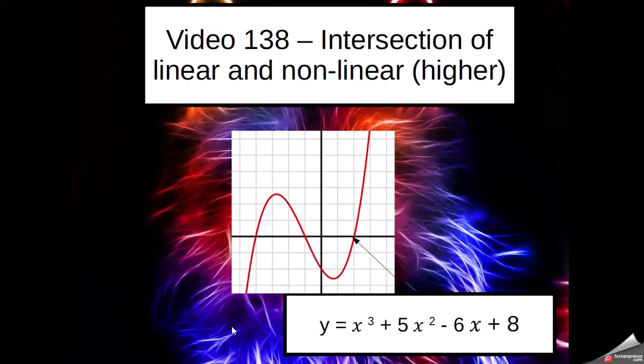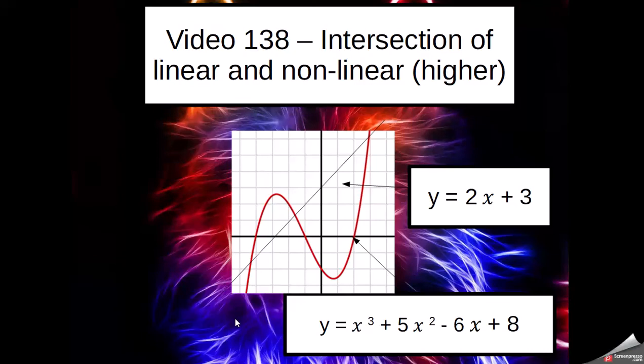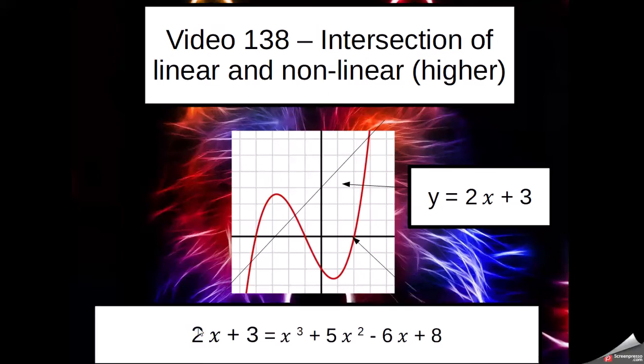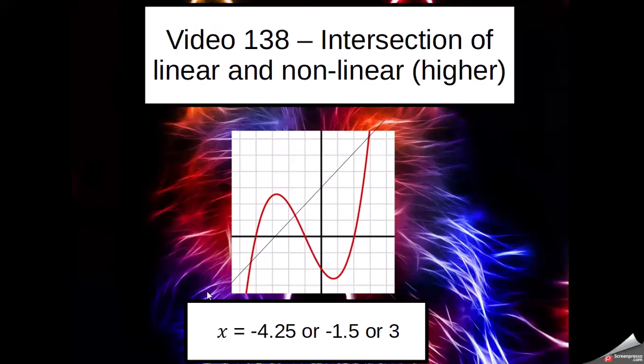And it doesn't have to be a parabolic curve, it can be any shaped curve. For instance, this curve here I've done is x cubed plus 5x squared minus 6x plus 4 plus 8. I put my linear line through it, in this case y equals 2x plus 3, and we know that at those 3 points, these two equations are identical. So in this case x is minus 4.25 or minus 1.5 or 3 roughly.